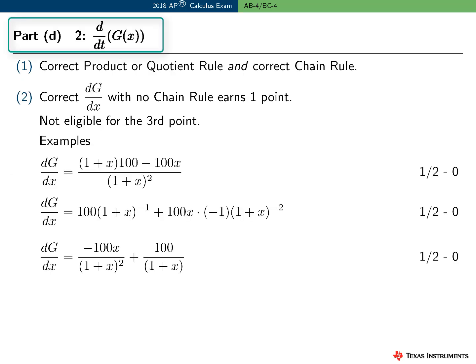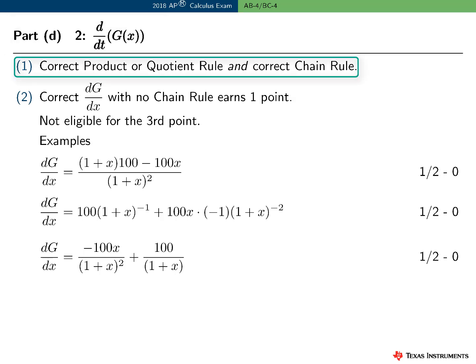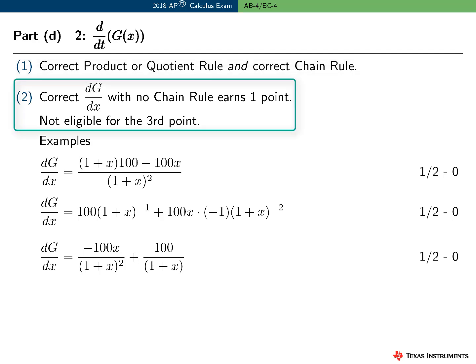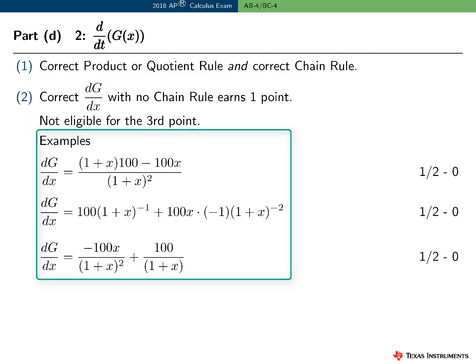In Part D, the first 2 points are for finding the derivative of g with respect to t. We need to see a correct product or quotient rule and the chain rule. If the student presents simply dg/dx without the chain rule, they can earn one of the first 2 points, but they're not eligible for the third point. And here are some examples. In each case, the student earns 1 out of the first 2 points and is not eligible for the third.